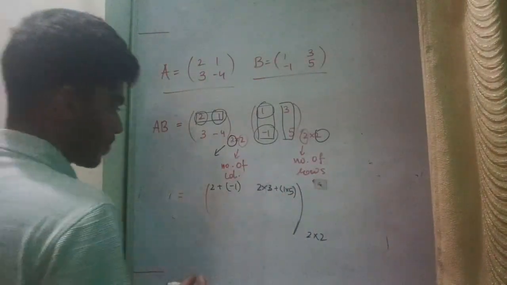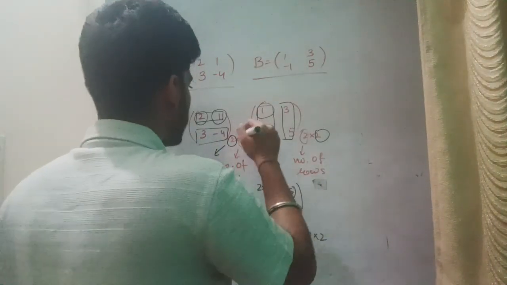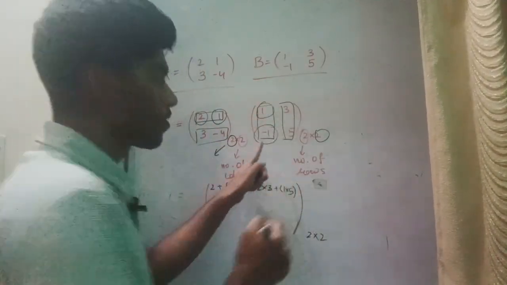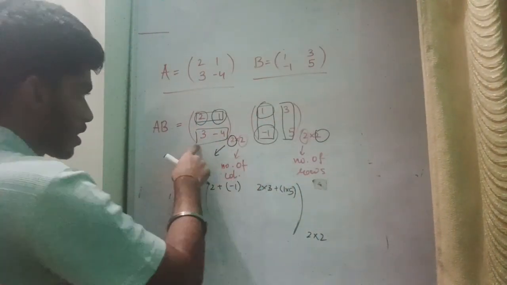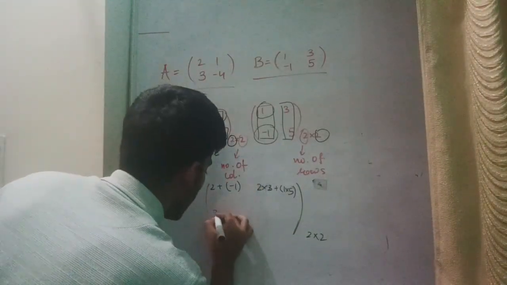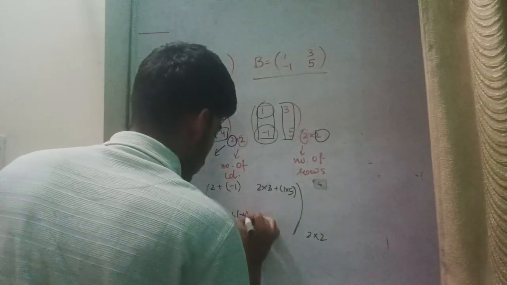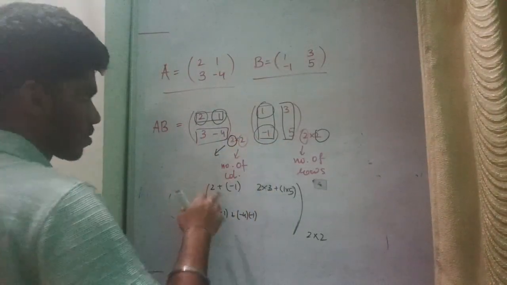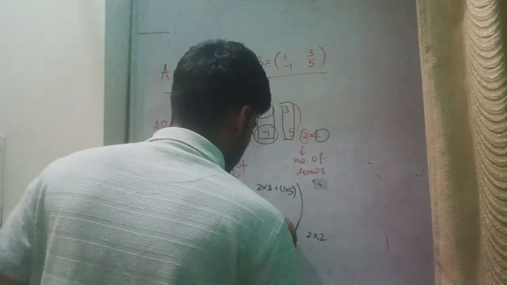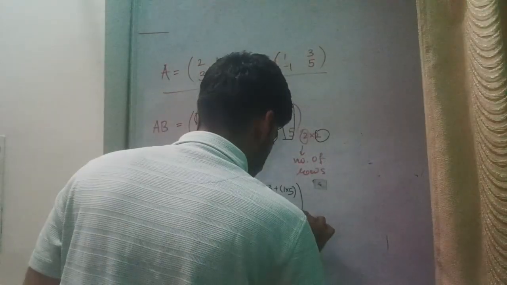Right. Similarly, I will now take the second row of the first matrix and the first column of the second matrix. So I will do the same thing again. 3 times 1 plus minus 4 times minus 1, and now using the same second row of the first matrix and the second column of the second matrix, I will get 3 times 3 plus minus 4 times 5.